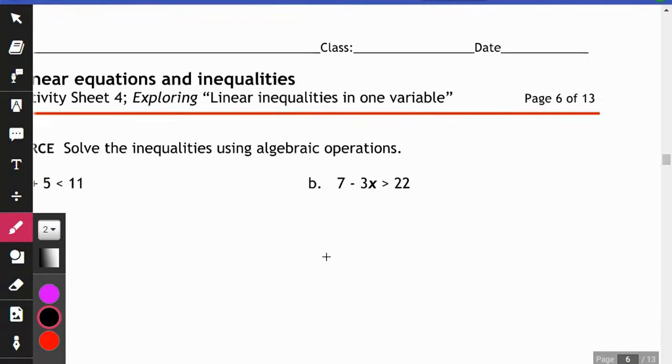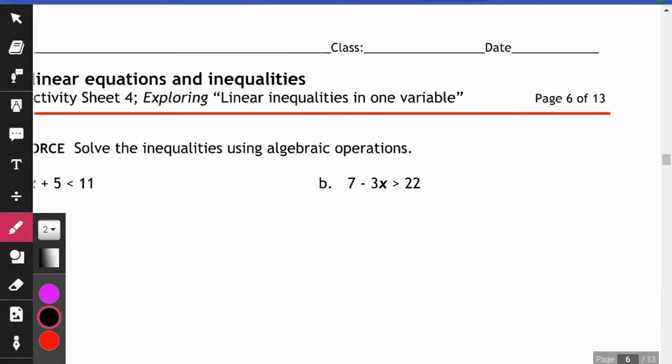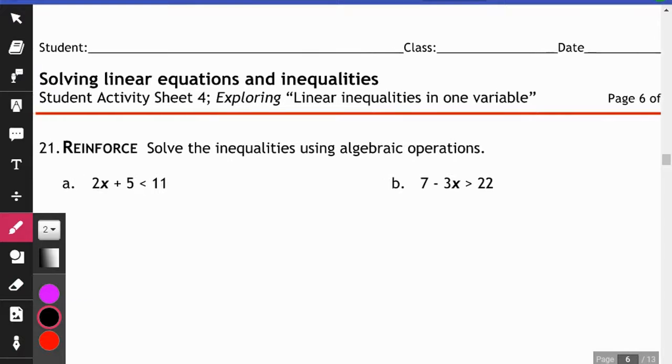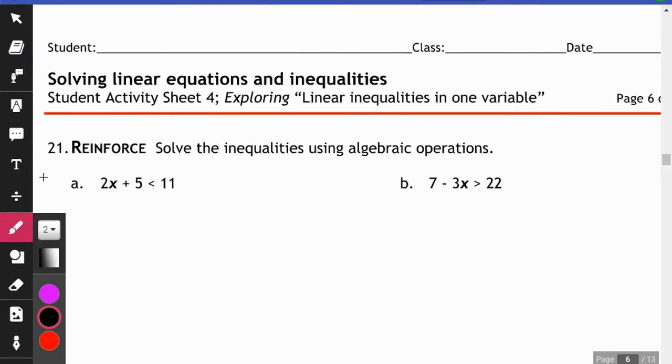Another page done. Let's see what's over here. Notice these pages are all the same stuff. When I see these, I see x is right here. It's all alone. There's no x on the other side. So all I have to do is get rid of the 2 and the 5. Ask yourself, how am I going to get rid of the 2 and the 5?